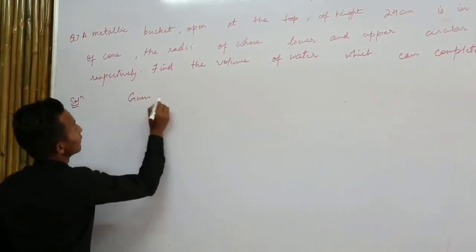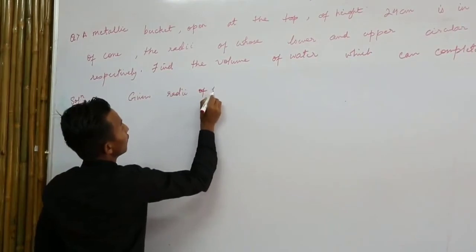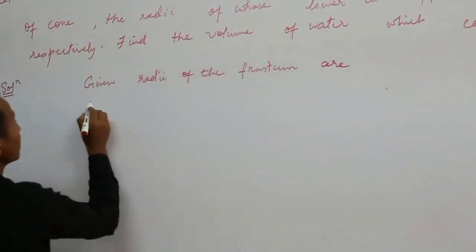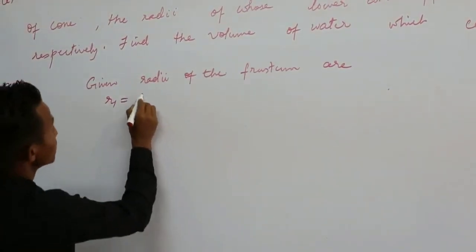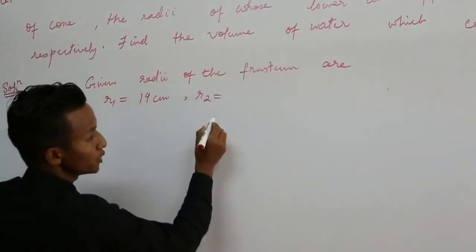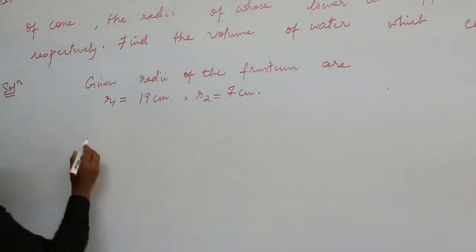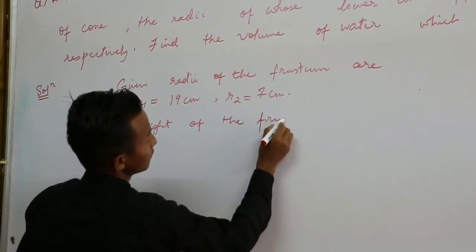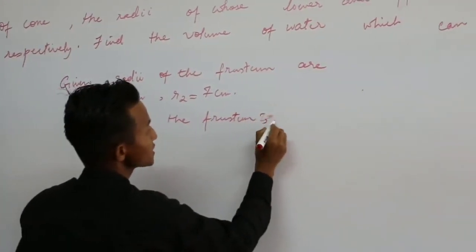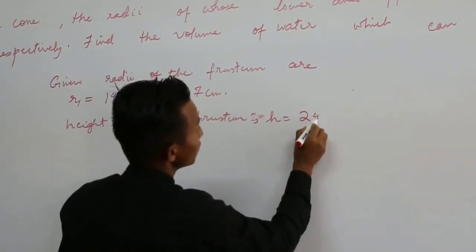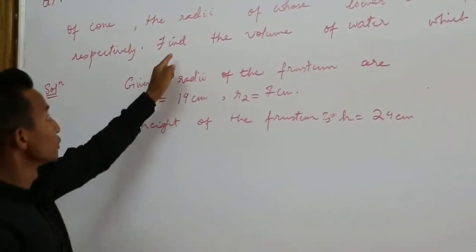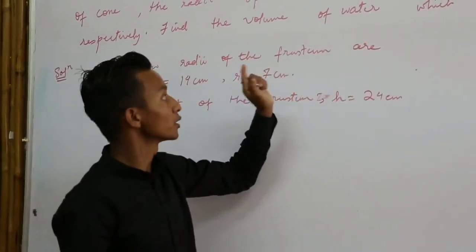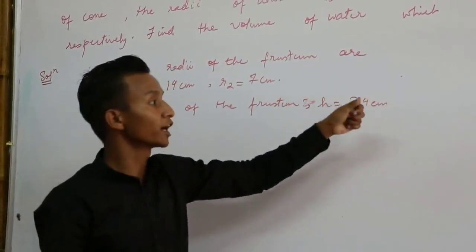Given, radii of the frustum are R1 equal to 14 centimeter and R2 equal to 7 centimeter, and also given to us, the height of the frustum is H, given by 24 centimeter, right? So we have to find the volume of water which can completely fill the bucket. In order to find the volume of water that can fill in the bucket, we have to find the volume of this frustum.